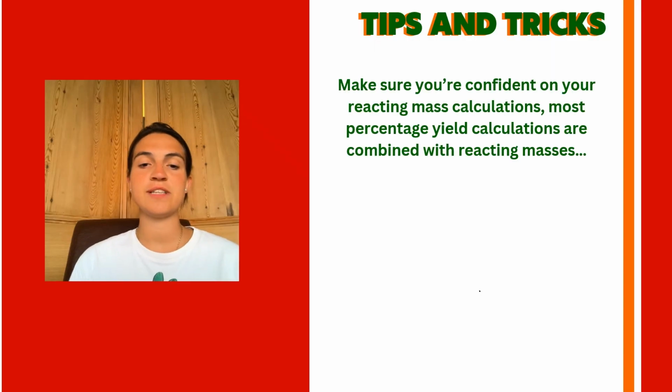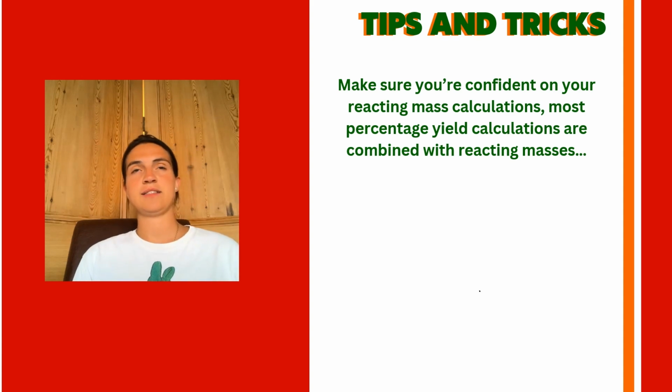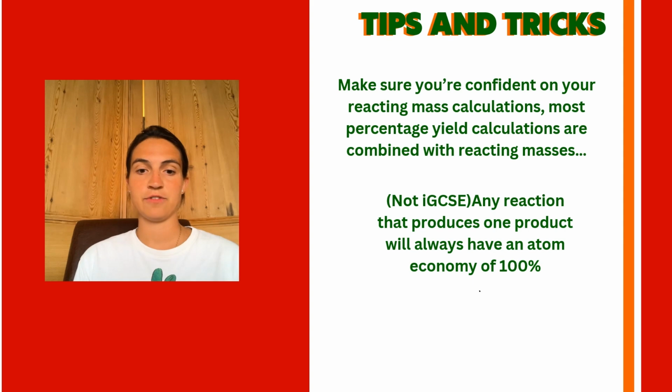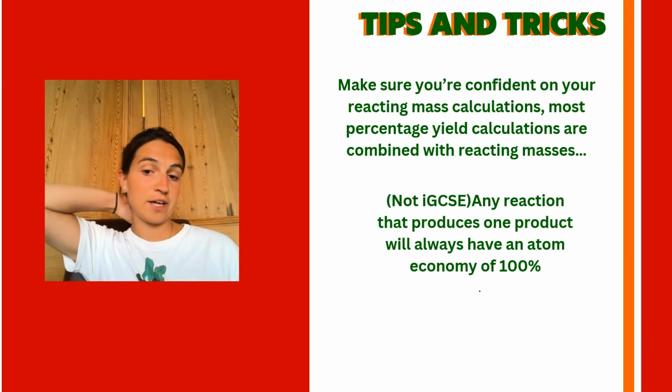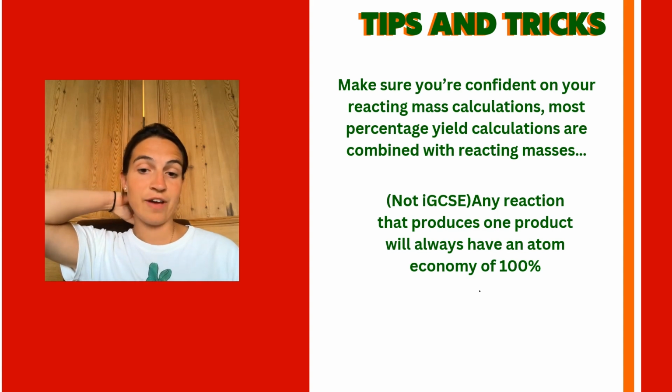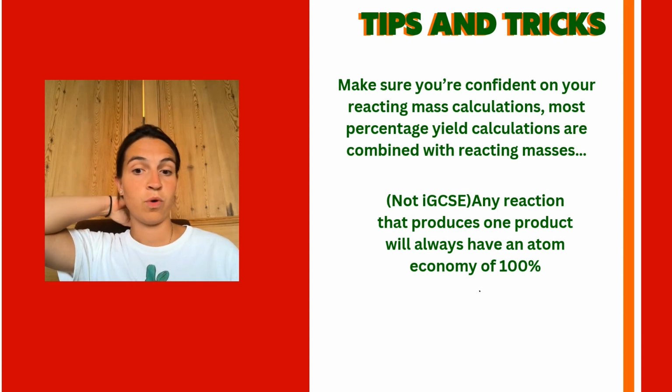Okay, tips and tricks for this section. Make sure you're confident on your reacting mass calculations, because some percentage yield calculations are combined with those. Okay, so that's kind of like what we did with the theoretical yield part, and then maybe using that to calculate a percentage yield afterwards. Not for IGCSE, but for anybody else, any reaction that produces one product will have an atom economy of 100%.